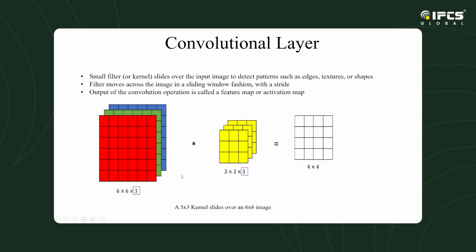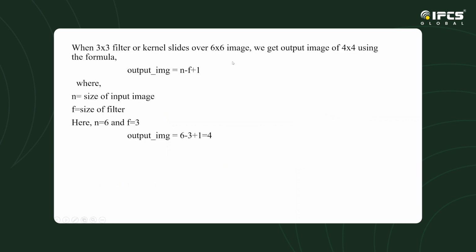So here, this 6x6 RGB image, which consists of 3 channels, is convolved with a 3x3 filter. So we get a 4x4 output image. So how do we get this 4x4 output image? For that, we have to understand the formula for the output image size. In the formula, N represents the size of the input image and F represents the size of the filter. Here, the size of the input image is 6 and the size of the filter is 3. After putting these values in our formula, we get 4 as our result. That's why we get a 4x4 image at the output.